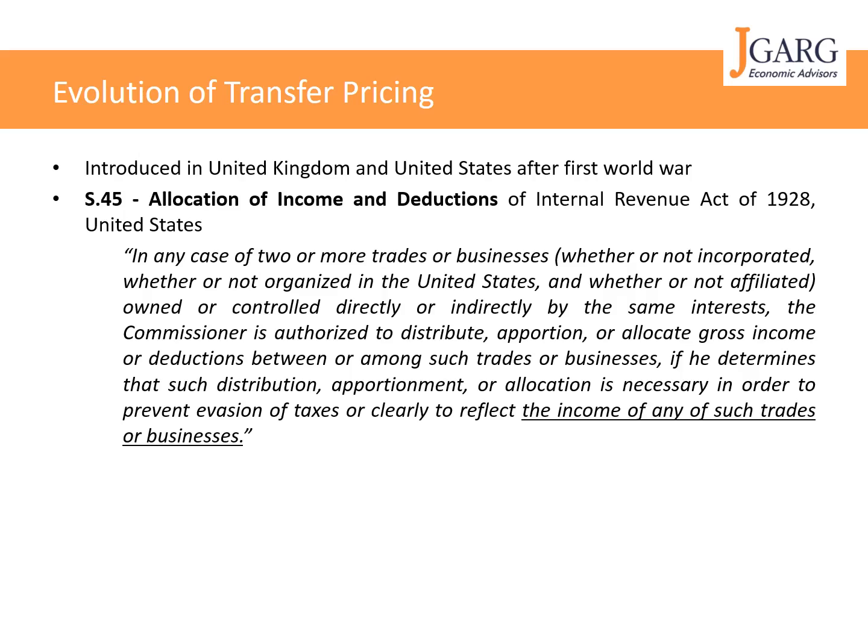So if you see the last line which I have underlined, you will appreciate that it does talk about some kind of comparison: the income of any of such trades or businesses. So section 45 specifically brought a transfer pricing provision wherein the power was given to the tax officer to recompute the taxes, to recompute the profit based on the profits of similar entities.